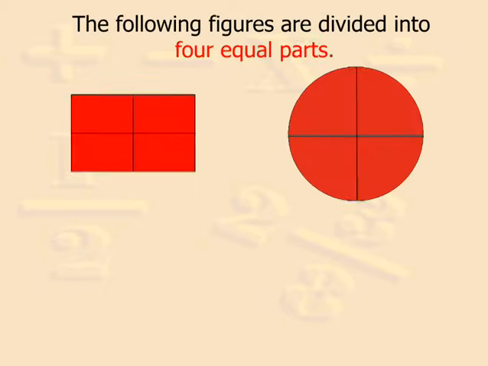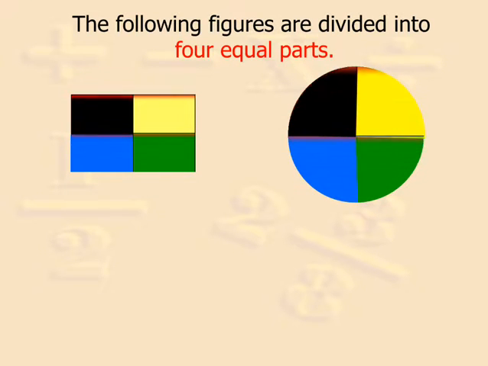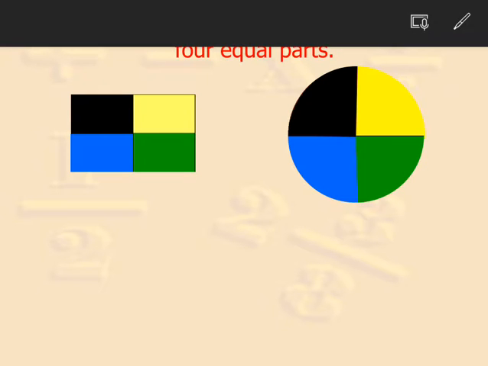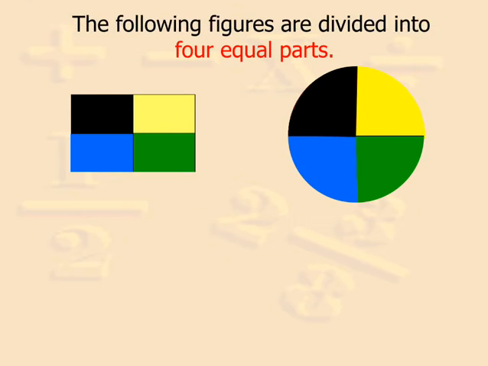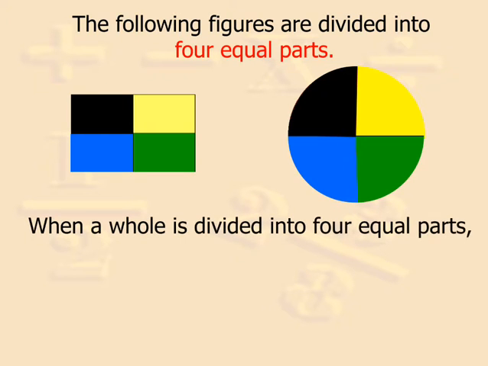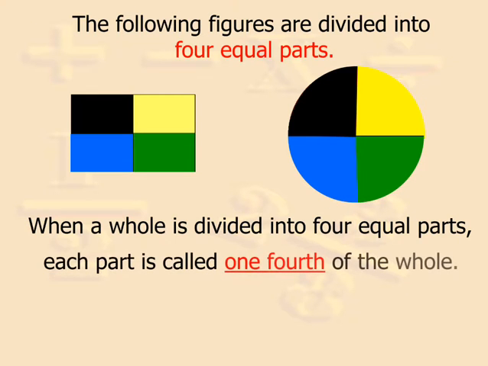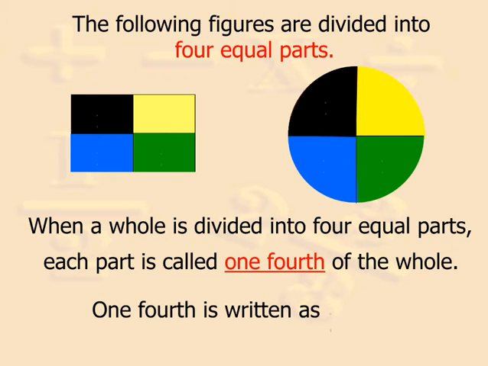Now, the following figures are divided into 4 equal parts. We are considering a red rectangle and a circle, and then each is divided into black, green, yellow and blue colored 4 equal parts. When a whole is divided into 4 equal parts, each part is known as 1/4, meaning one part of 4 parts. 1/4 is 1 divided by 4.